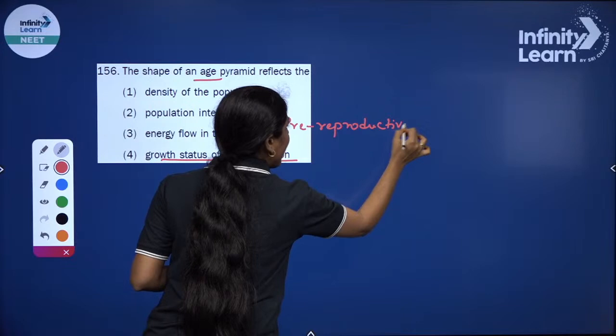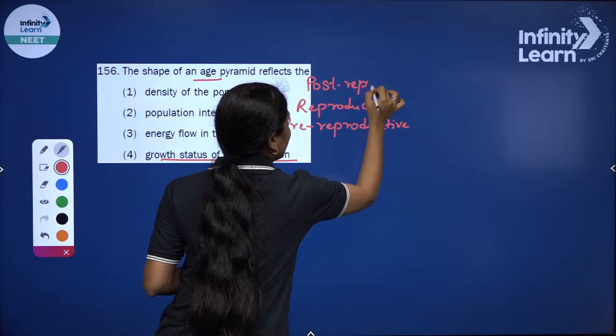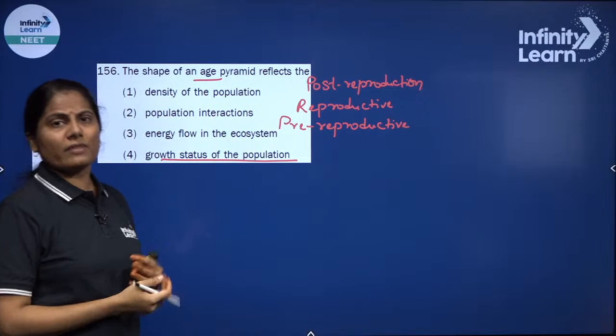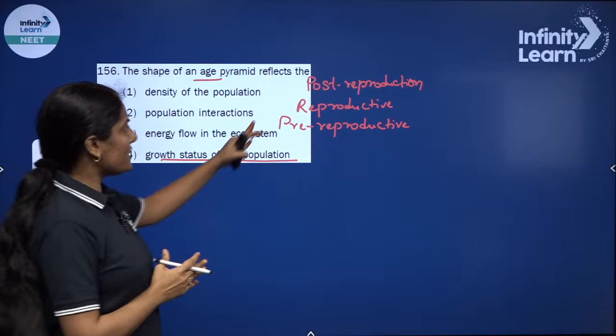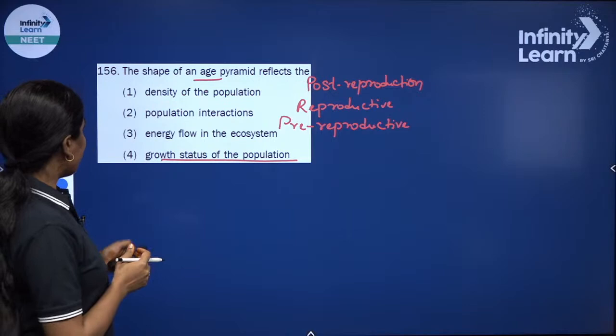And then the reproductive population and post-reproductive population, if you're looking at a stable one, right, growing one. These are the three age groups that you usually find, declining one or growing one or a stable one. Three age groups that you would see is a pre-reproductive, reproductive, post-reproductive, right? It's the growth status of the population that is being reflected in an age pyramid. And then we go with the next.